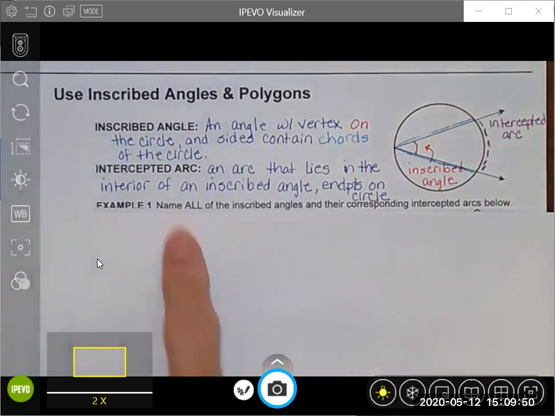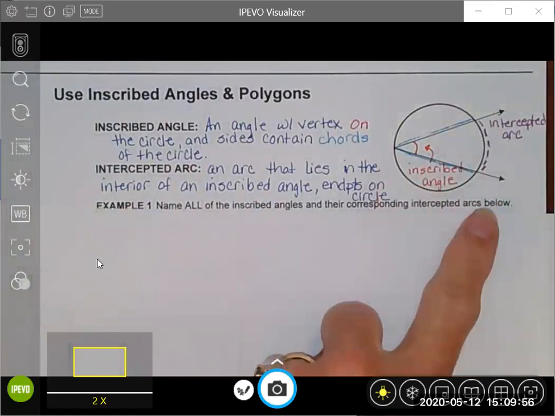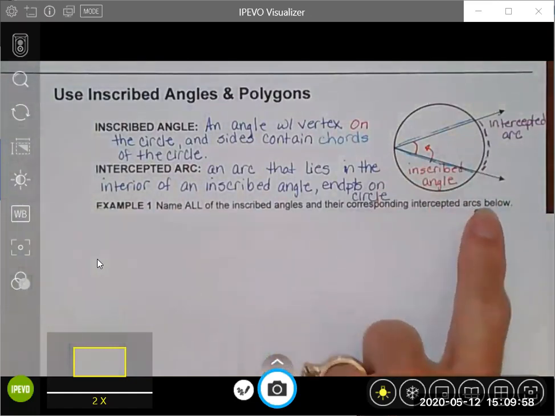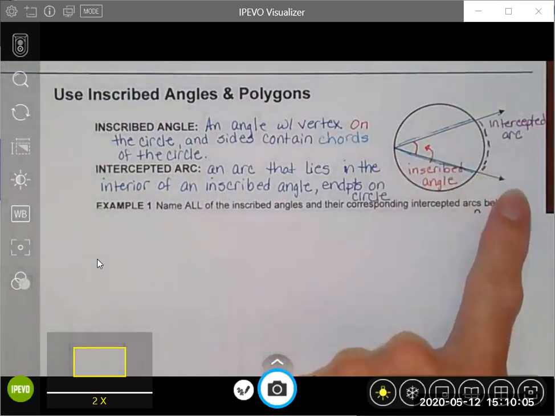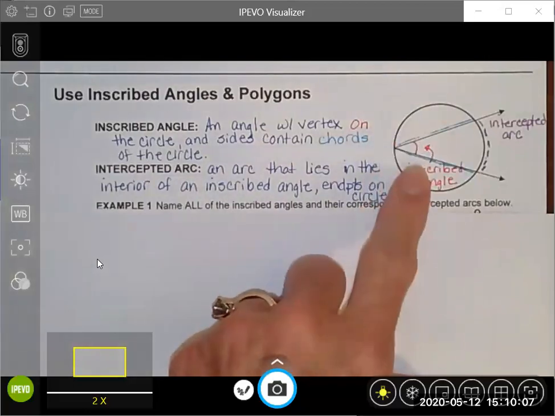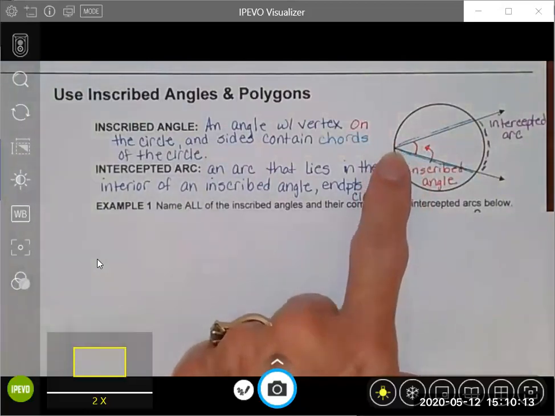An inscribed angle is an angle that has a vertex on the circle, and the sides of the angle have to at least contain some chords. So the angle could end on the circle, but it could also continue going. And so this is what we call an inscribed angle. I like to think of it as being on the circle.